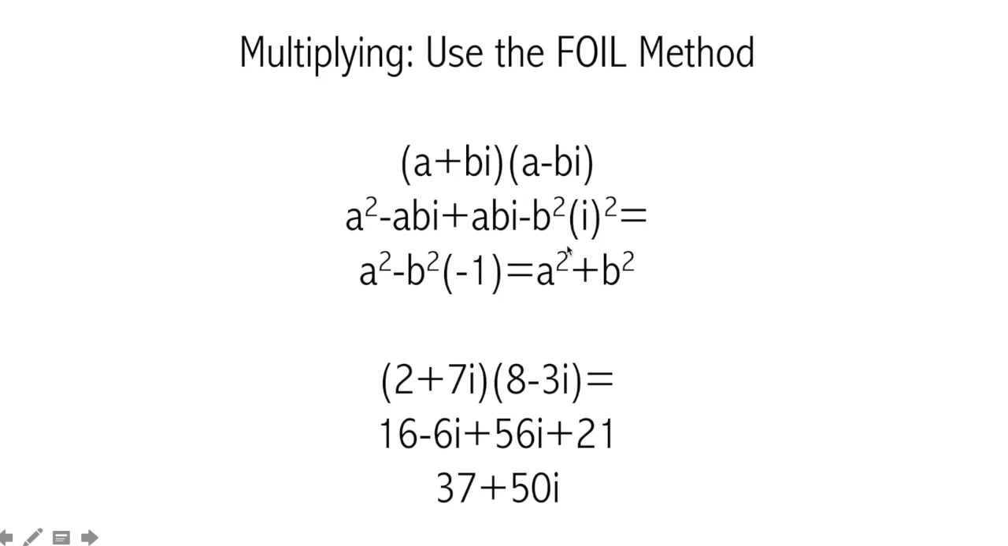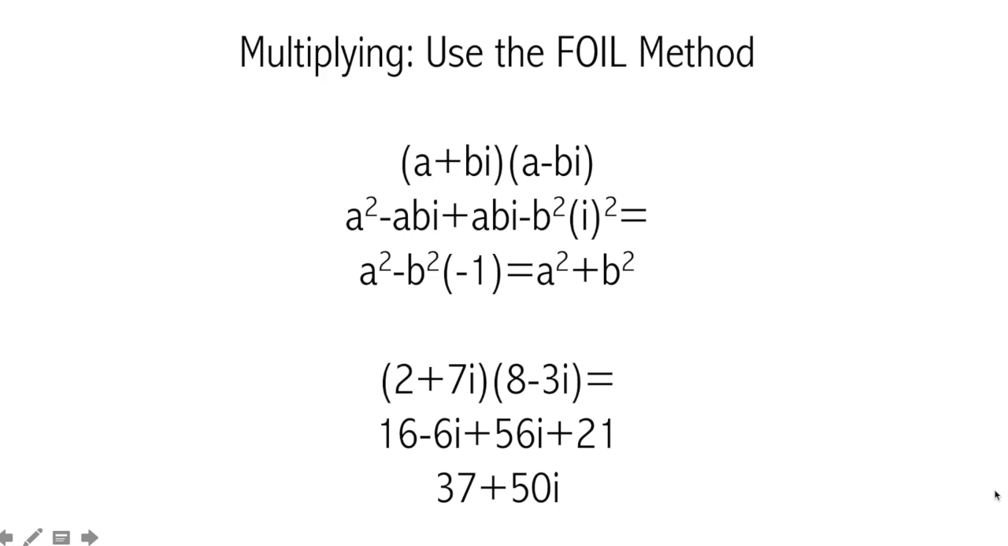We can use the FOIL method for any set of complex numbers. So 2 into 8, 16, outer minus 6i, inner 56i, last plus 21, then we just add the real parts together, 37, and the imaginary parts together, plus 50i, and that is our answer.